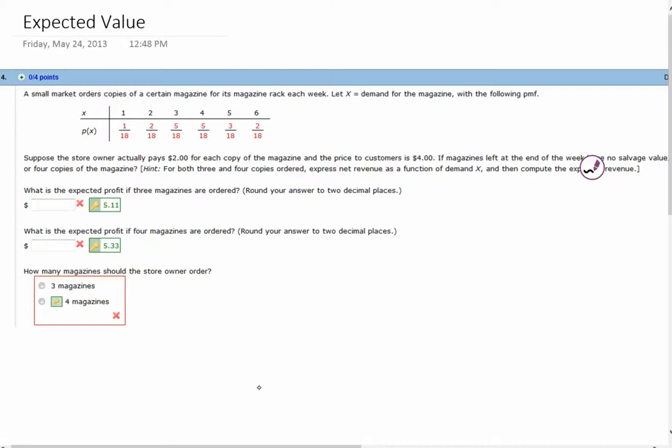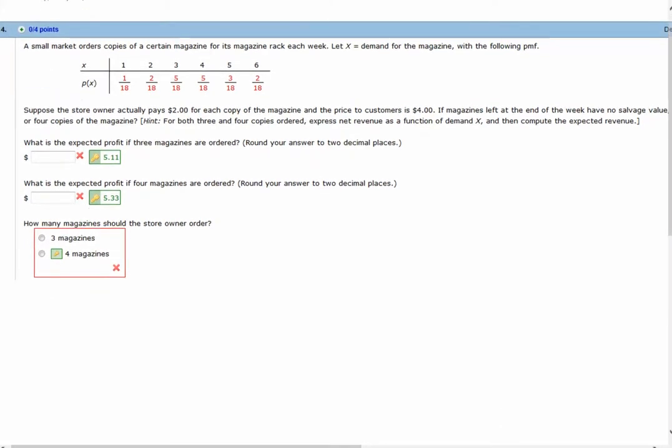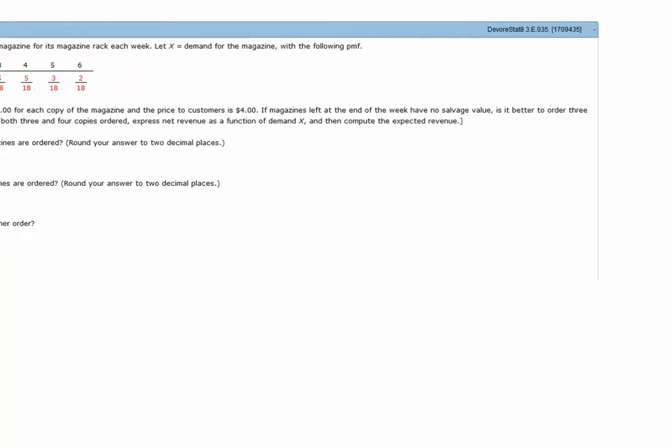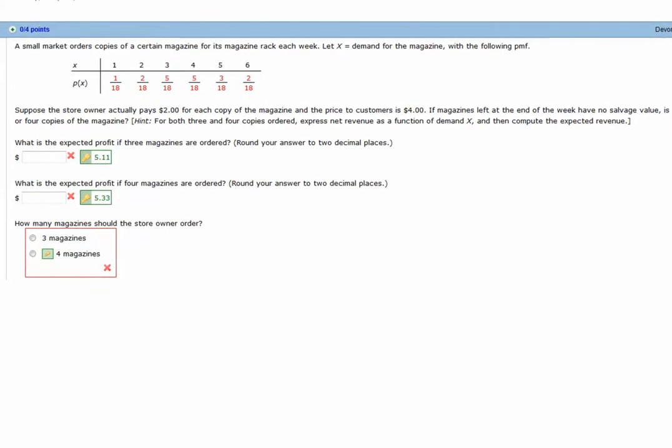The probability someone wants to buy 3 magazines is 5 out of 18, etc. Suppose the store owner pays $2 for each copy of the magazine and the price to customers is $4. If magazines left at the end of the week have no salvage value, is it better to order 3 or 4 copies of the magazine? And so for each of the 3 or 4 copies ordered, we're going to express our net revenue as a function of our demand and then compute the expected revenue.